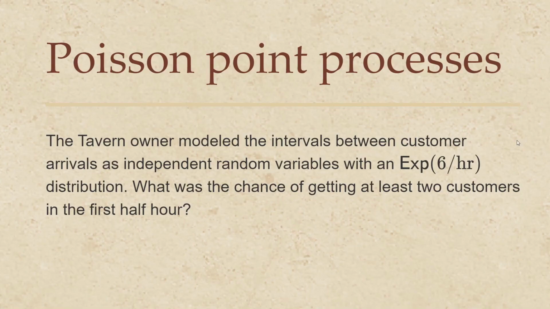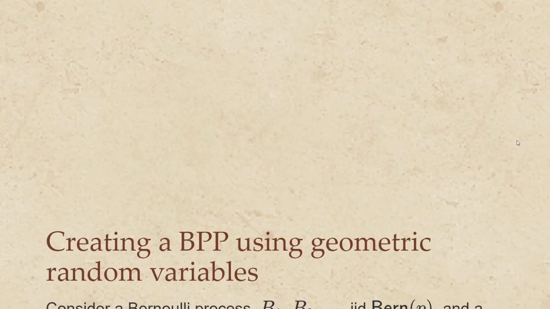So today, what I want to tell you about is the Poisson point process, which is a continuous analog of the Bernoulli point process that we talked about earlier. As always, let's begin with the story. Suppose we have a tavern owner who models the intervals between customer arrivals as independent random variables with an exponential distribution of rate 6 per hour. What would be the chance of getting at least 2 customers in the first half hour?